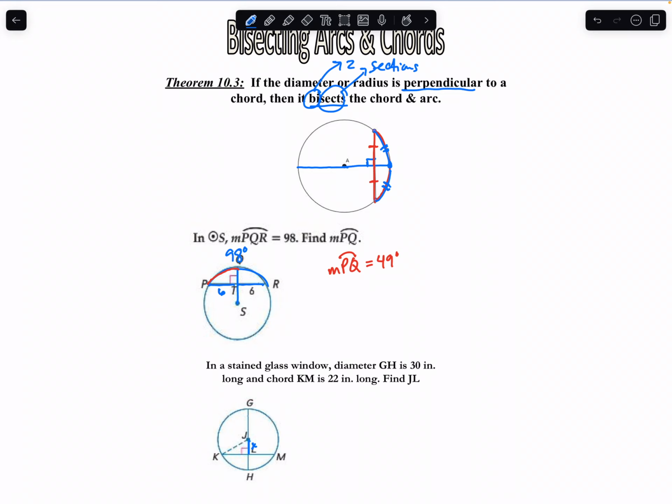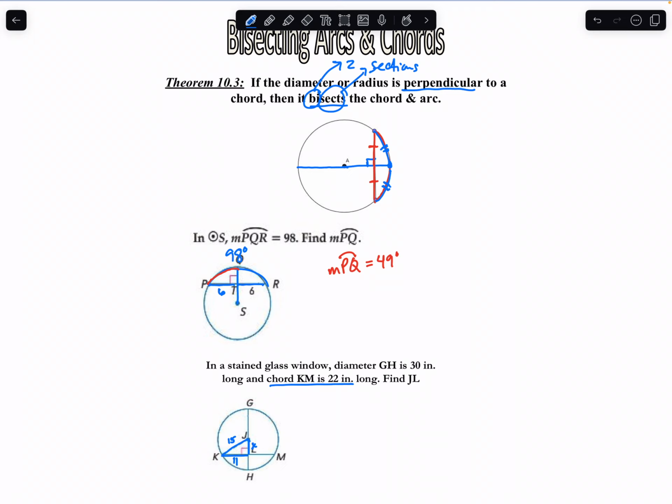Now, notice how the diameter is 30 inches, which means that the radius, the length from here to here, would be 15 inches, because the diameter, we can cut it in half. Any direction from the center to the edge of the circle would be 15 inches. So let's measure this piece 15. I also know that the chord measures 22 inches long, which means that instead of the whole thing being 22, we know half of it is 11.